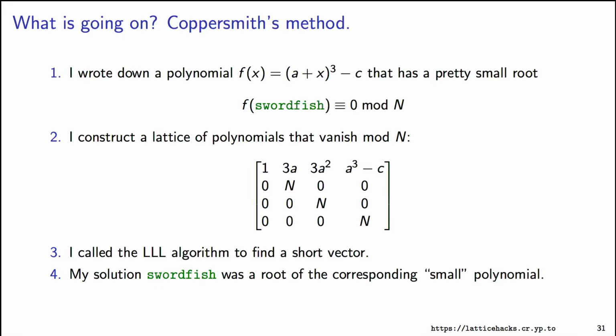Swordfish plus a cubed minus c should be 0 mod n. Some polynomial, magic. I construct a lattice of the coefficient vectors of polynomials that vanish mod n. One of them is the thing that I wrote down there, and I don't know, like n times x squared seems good. I called LLL, magic happens, and I wave my hands. And then somehow I got a polynomial out of LLL, and my solution, swordfish, was a root of the corresponding small polynomial.